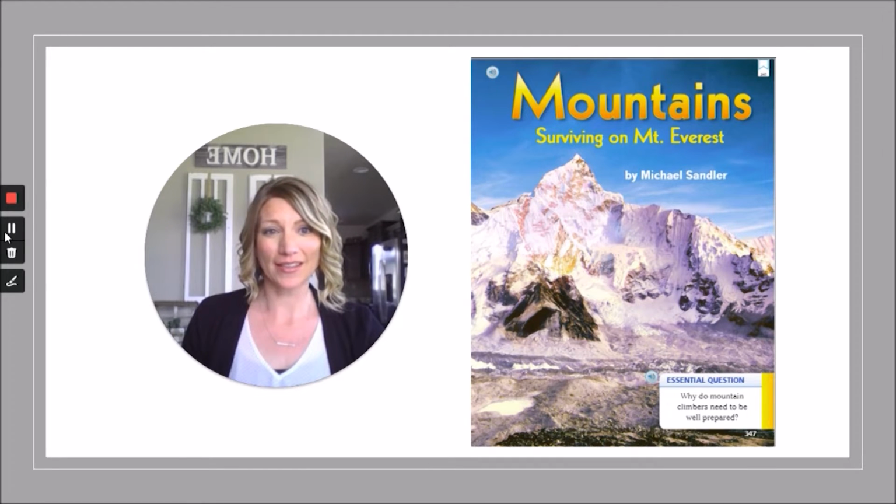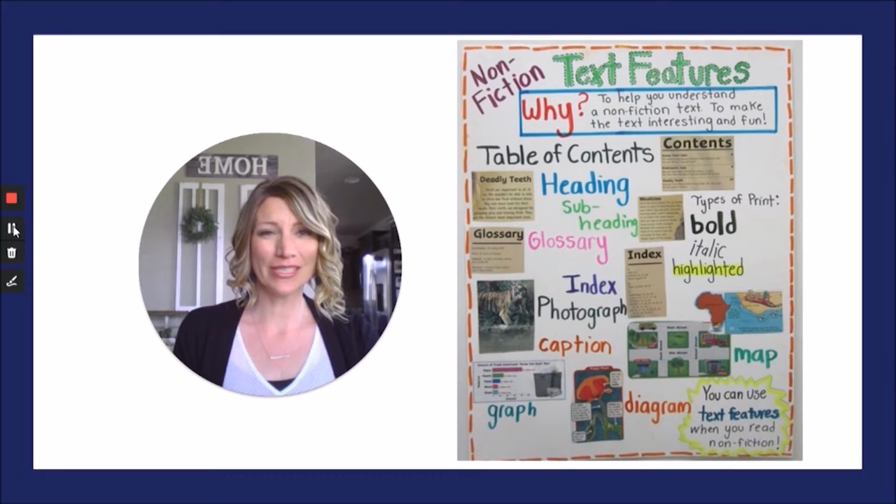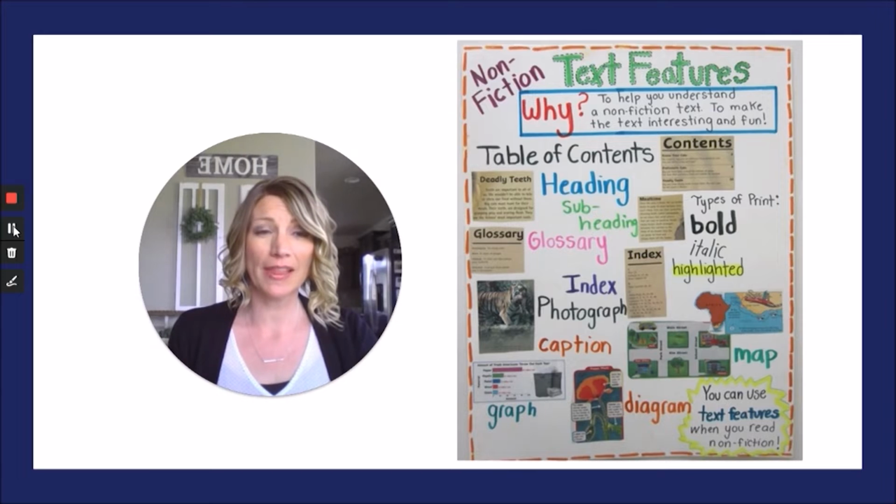Today, we are reading an informational text called Mountains, Surviving Mount Everest by Michael Sandler. We are going to read about a 16-year-old boy who climbed Mount Everest, the world's tallest mountain. Authors include text features such as headings and captions to help readers find and understand information. Authors also use graphic features such as maps, diagrams, and charts to explain and add information to the text. While we read today, I am going to stop at several points and show you the text features and graphic features that I want you to notice.